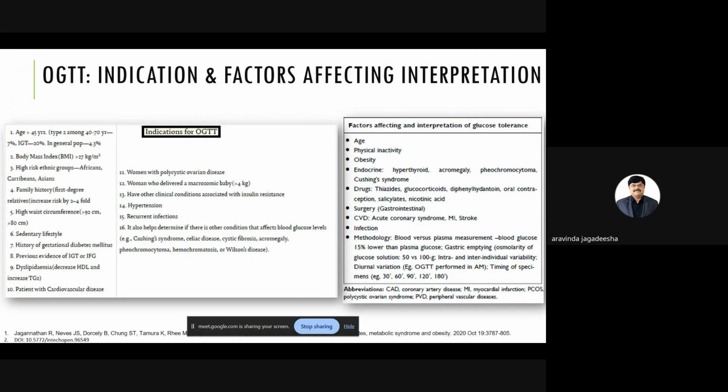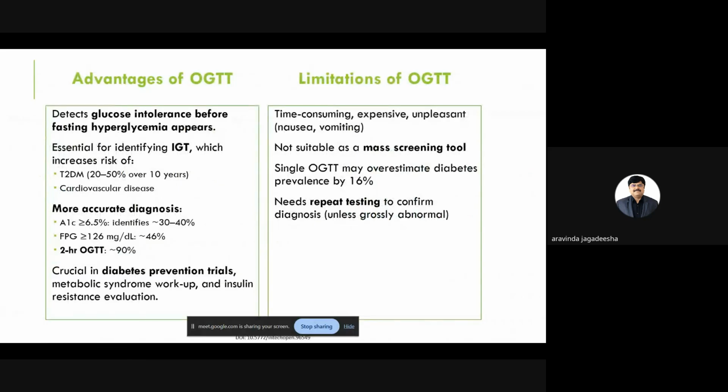This is typical of Asian people, and patients with cardiovascular disease. Women with polycystic ovarian disease, women who delivered a macrosomic baby, and those with other clinical conditions associated with insulin resistance, hypertension, recurrent infection. So in all these conditions, the OGTT can be performed to see what the diabetic status is. Next, what are the advantages of OGTT, that is oral glucose tolerance test?